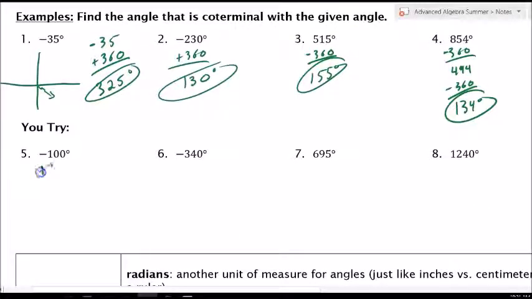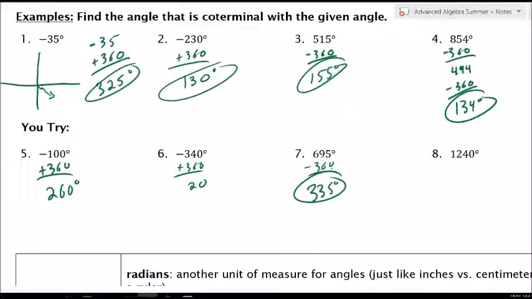Alright, so negatives mean add, so we're going to add 360 here, and we will get positive 260. Add 360 because we had another negative, positive 20. Here we're subtracting 360, and we get 335, so that's between 0 and 360. The last one, if we subtract one time, we get 880, so we're going to minus 360 again. We get 520, minus 360 again, and we'll get to 160. So we can subtract more than once, as we've seen before.